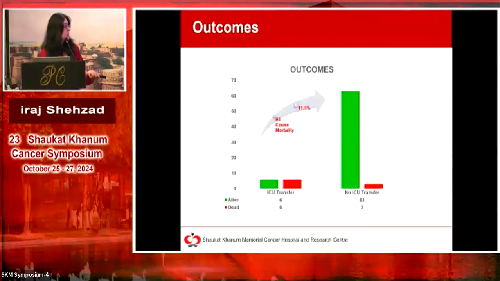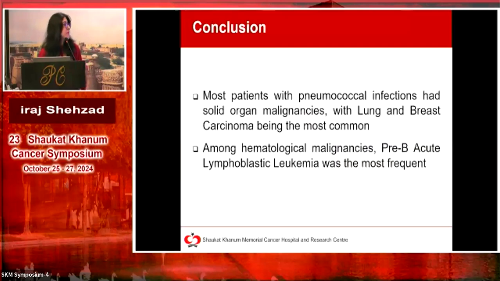A total of 9 patients died, and out of these 9 patients, 6 were the patients who were transferred to the ICU, which shows there is a higher mortality rate in the patients who were transferred to the intensive care unit. All-cause mortality in our patients was 11.5%.